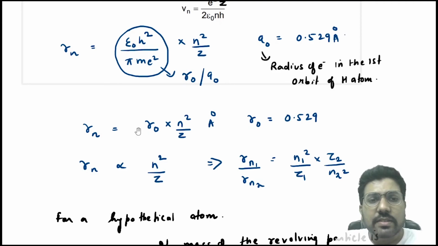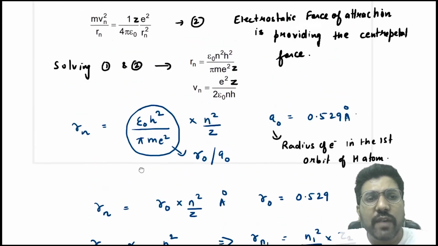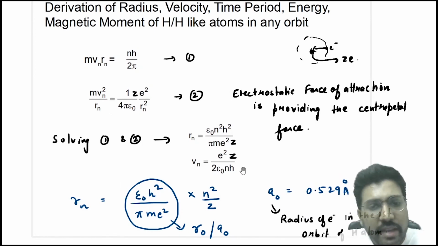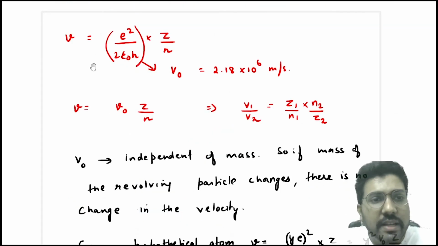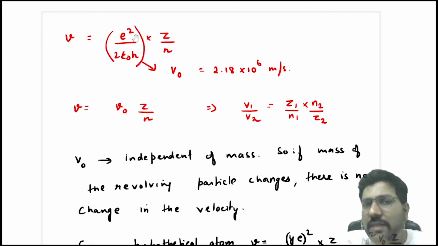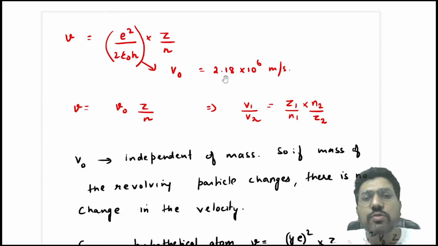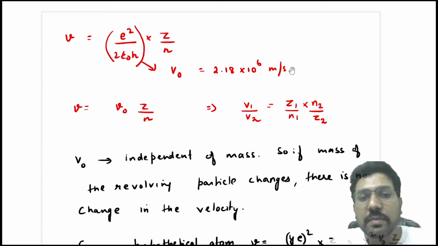Now similarly, we will find the velocity. Velocity is z square by 2 epsilon naught nh. We will elaborate it further. See, the velocity is equal to e square by 2 epsilon naught h into z by n. Now, this term is called V naught. We have separated the constant term and the variable terms. This term is V naught, and V naught is 2.18 into 10 raised to power 6 meter per second.